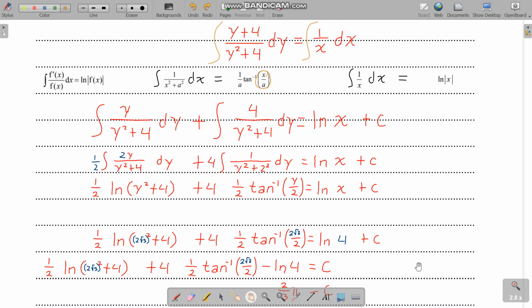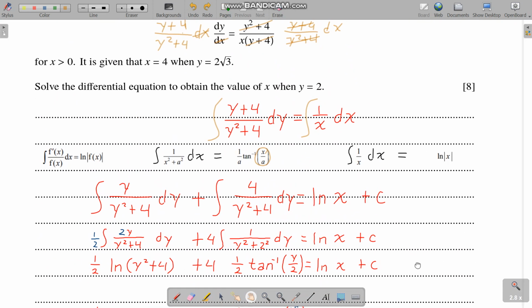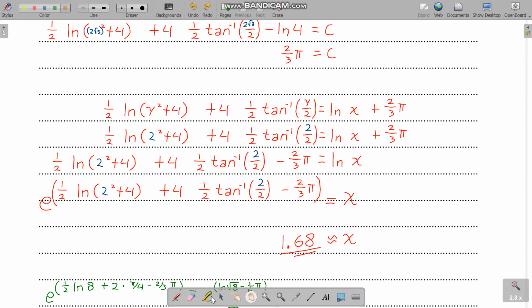Now to answer the question, we need to find x when y equals 2. So we replace the y with 2. We need to find x. We just move the 2/3 pi to the left. So you have minus 2/3 pi, ln x. This is still ln x. To find x, of course, we need to do e to the power of. So on the left we cancel out, we have only x. On the right we have e to the power of this whole thing.